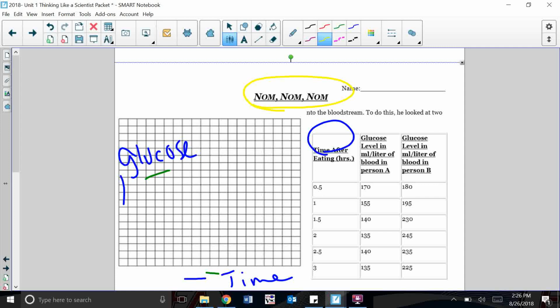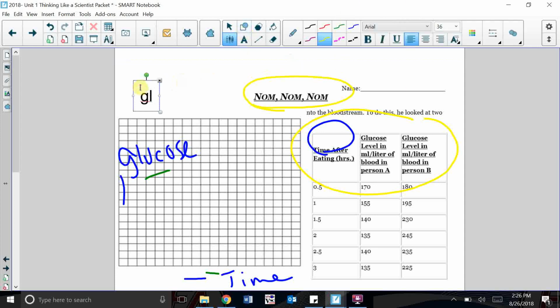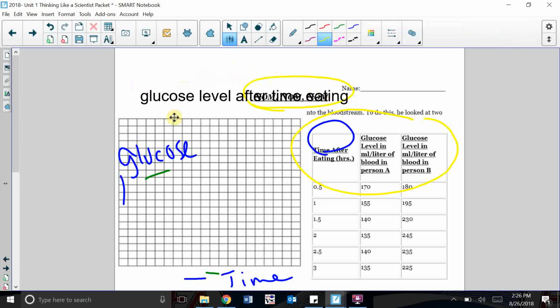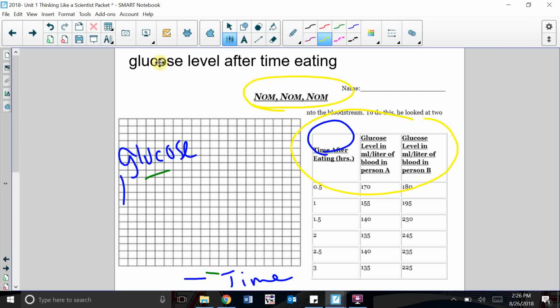So let's take a look at our data set. Our data set is here. Okay, so we're dealing with time after eating and the glucose level in blood. A very easy way that we can make a title is something along the lines of glucose level after time eating. Something like that. It could be something easy like how eating affects the level of glucose in a person's blood. That's also acceptable. Again, there's no one correct answer. There are multiple correct answers as long as it describes both the x and the y axis.